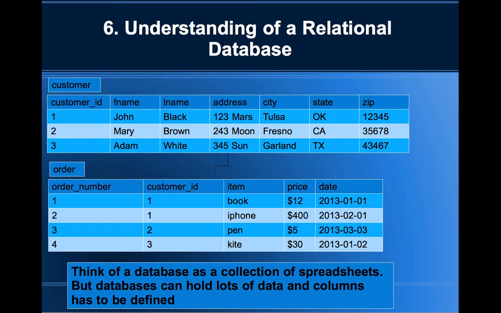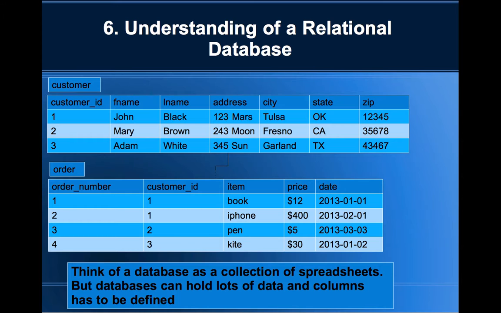To understand databases or relational databases, let's talk about an example here. As you see, there are two tables, a customer table and an order table. In the customer table, we have information that we're storing for the customer: a customer ID, F name for first name, L name for last name, address, city, state, and zip.